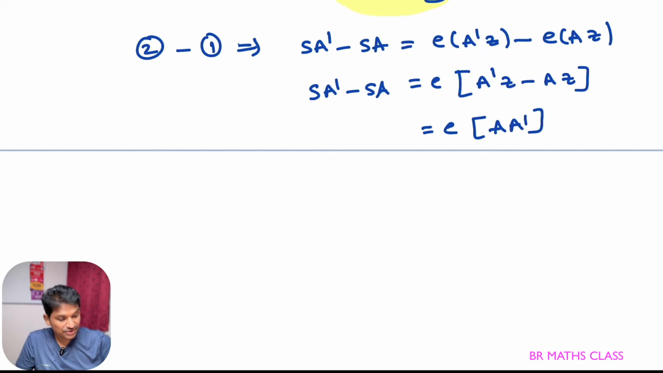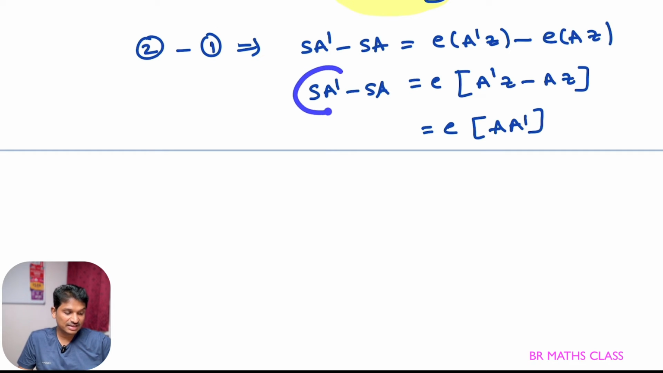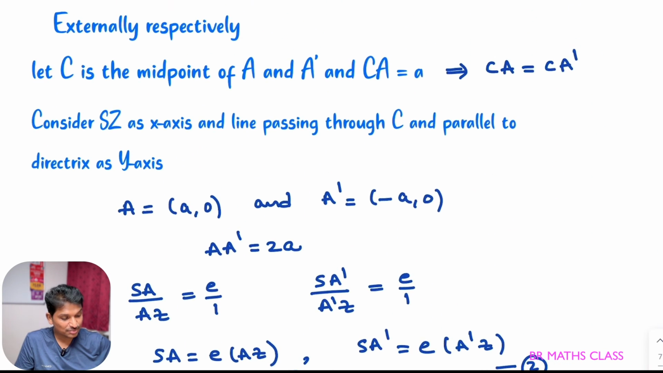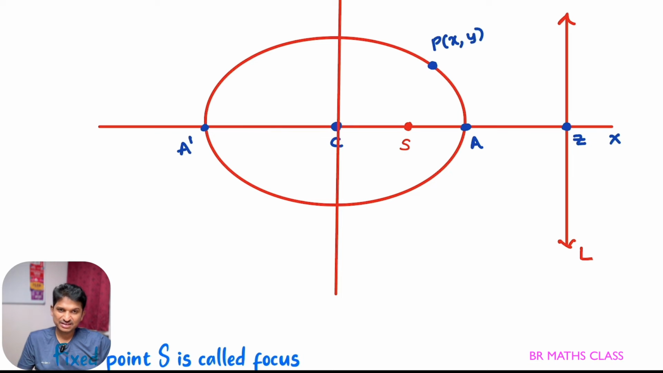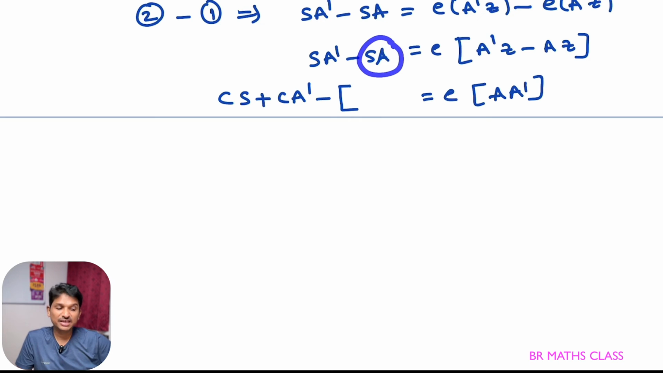Now this left hand side part, you write by including C. Here SA' is there. You write this SA' by including C. Next, SA is there. You write this SA by including C. Now SA', I want to write by including C. Observe the diagram. Simple only: CS plus CA'. Can I write like that? Yes, I can write CS plus CA', minus of. Now here SA is there, this SA also you write by including C.